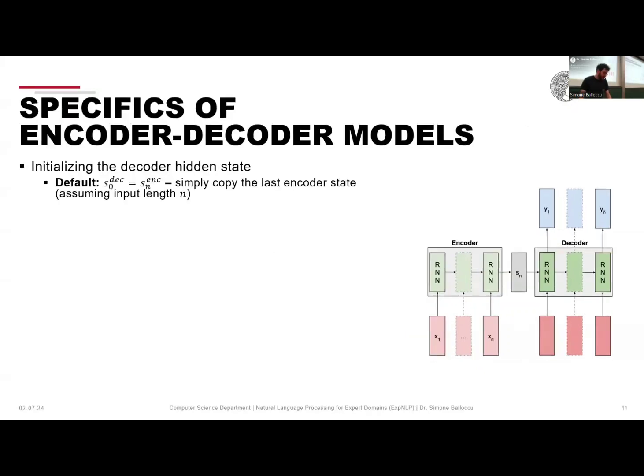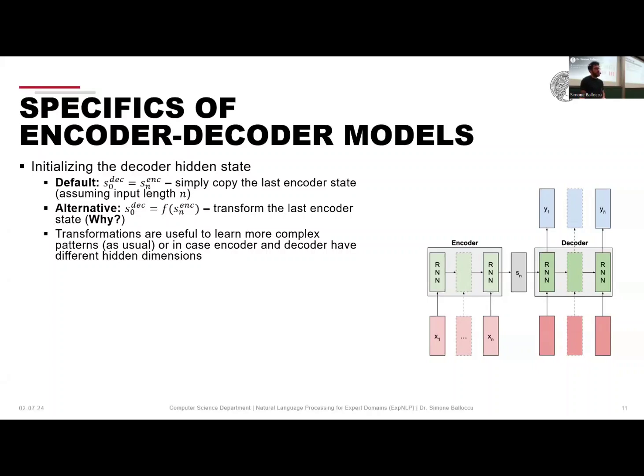As I said, we can copy the last encoder state, but we can also apply a function to it, a linear transformation or a nonlinear transformation. Why? Well, as usual, to learn more complex patterns, you may decide to pass that through another layer to see if you can model or change that in another way. But it's also useful if your encoder and decoder have different dimensionality, like if the vectors of the encoder have 100 dimensions and the ones of the decoder have 50 dimensions.